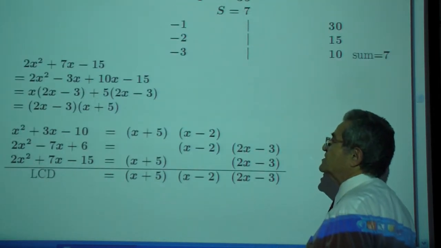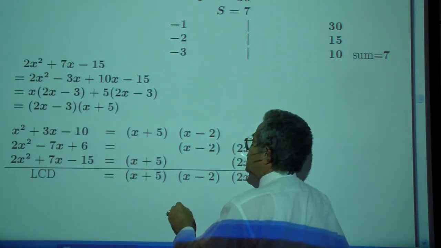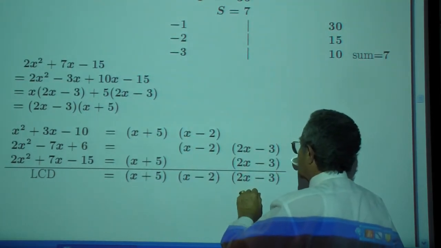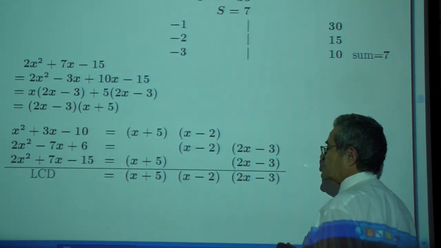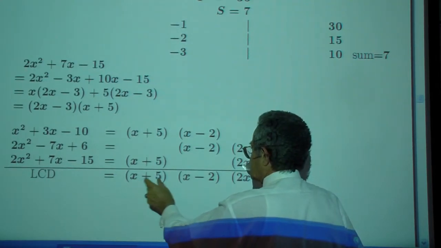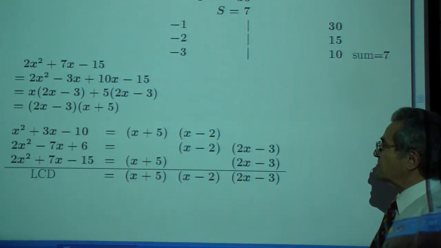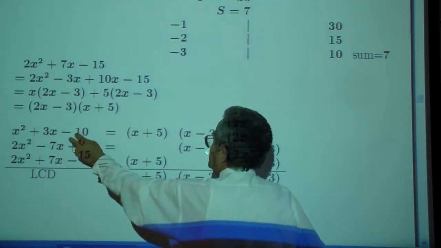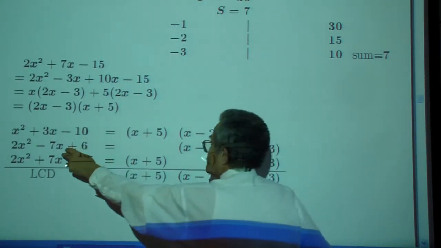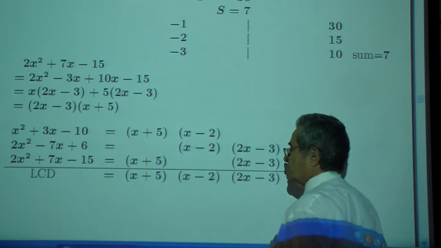And then we want to put these together in a column to find the least common denominator. This is like a prime factorization. x plus 5 in this column, x minus 2 in that column, 2x minus 3 under 2x minus 3. Take these factors one per column, so you get x plus 5 times x minus 2 times 2x minus 3. Okay, least common denominator. What do I have to multiply this by to get the least common denominator? What is missing? 2x minus 3. This one, what is missing? x plus 5. This one, what is missing? x minus 2.